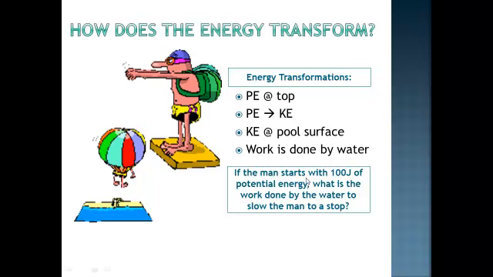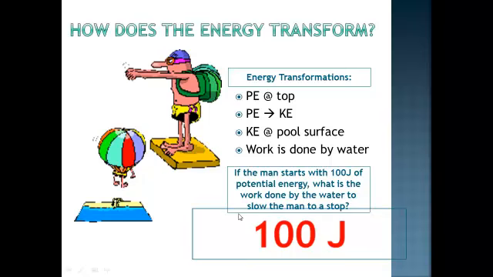The key question here is if the man starts with 100 joules of potential energy, what is the work done by the water to slow the man down? If you understand the work-energy theorem, the amount of work done equals the energy change in something, the answer is 100 joules because, again, if he had 100 joules to start with, the energy is taken away by the term for work. So 100 joules of work is done by the water.